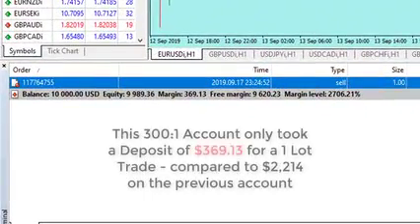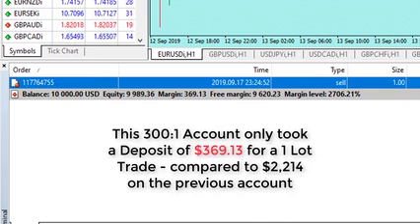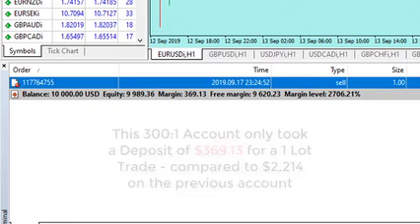See how much it's taking now? Look at that. It took $369 in margin. What was the other one taking, the 50 to 1? It was over like $2,200 each time. This one's only taking $369. Look at that.